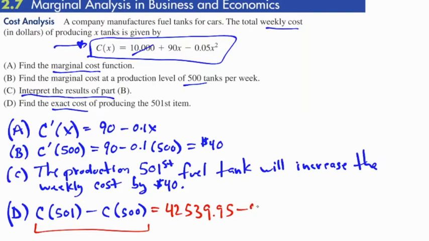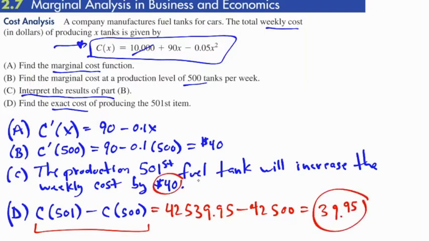C of 500 gives us $42,500, and we have a difference of $39.95. And when we look at this, we say, yes, the marginal cost gave us a very good approximation for the difference in cost by producing one more, and it was a quicker, more efficient way to get the answer.